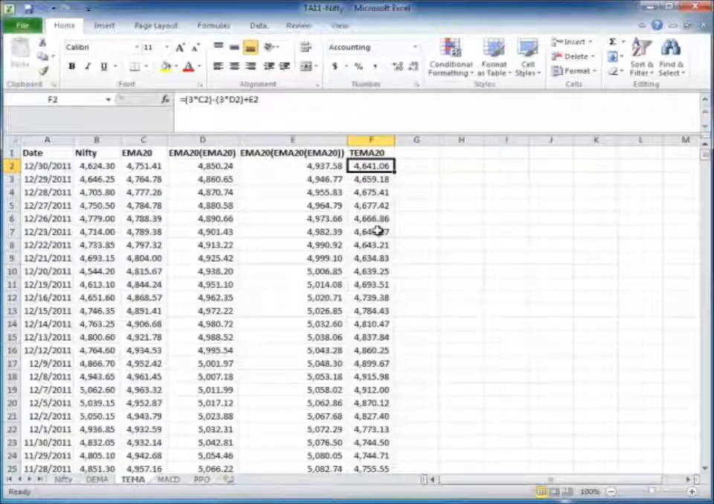Alright, so now we'll end with our discussion of the double and triple exponential moving averages. We're going to now talk about the moving average convergence divergence, which is a different indicator and trading strategy associated with it.